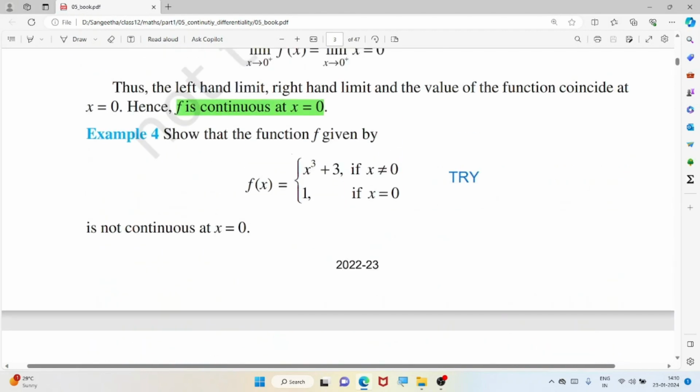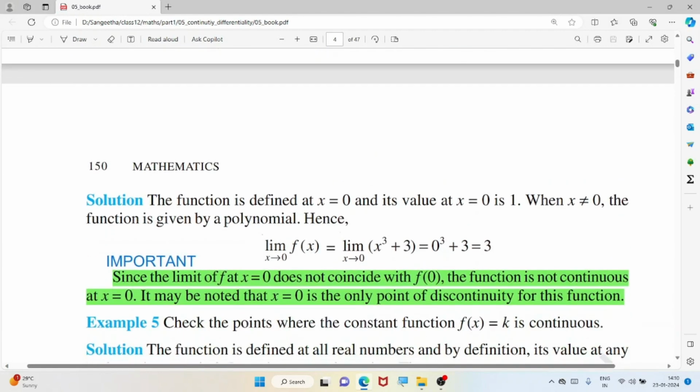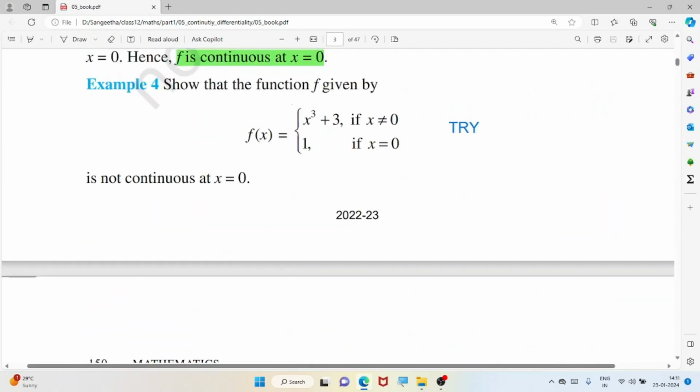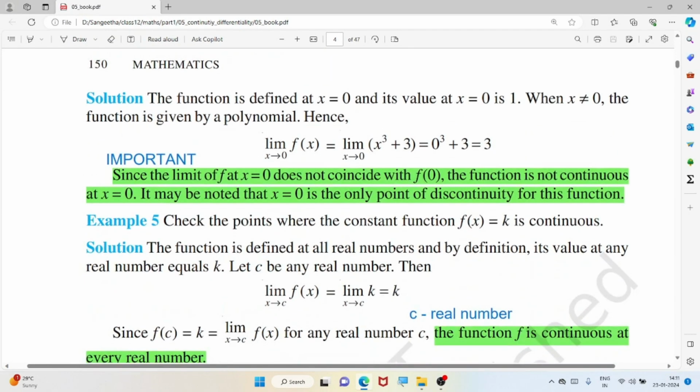That is the definition, okay. But when x is not equal to 0, the function is given by a different expression. When you make x tend to 0 using that function, the limit value will be 3, okay. This limit and the defined value are not matching. If you put x equal to 0 in the limit, you will get 3. So that limit and the defined value are not matching.